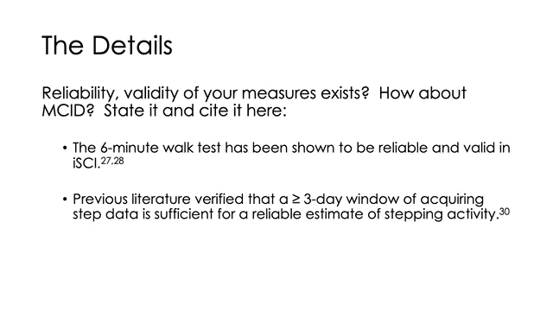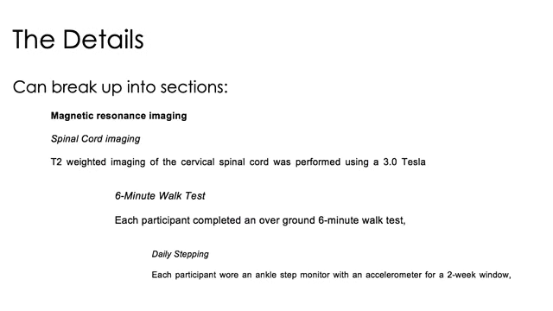Does any past literature have data on the reliability or validity of your measures? How about minimal clinically important differences? If there's that detail, make sure you put that down and cite it in the methods. So here are two examples. Where can you find some of that detail? Well, we'll have that in the next slides coming up.